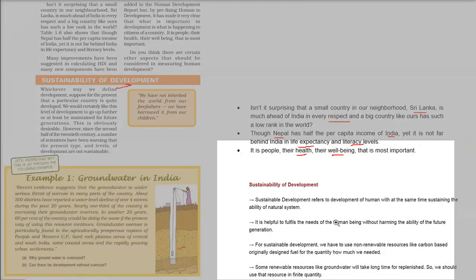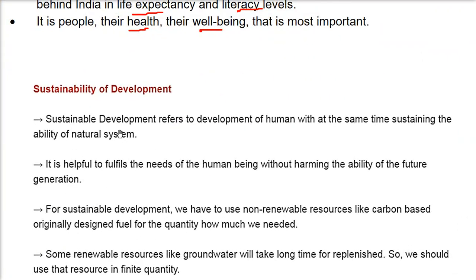So coming to sustainable development, it refers to the development of humans while at the same time sustaining the ability of natural systems. We want to develop, we should develop, but in a way that the natural systems and resources we have are sustained for the coming generation, because it helps to fulfill the needs of human beings without harming the ability of future generations.